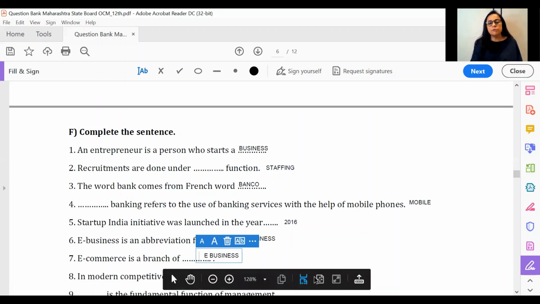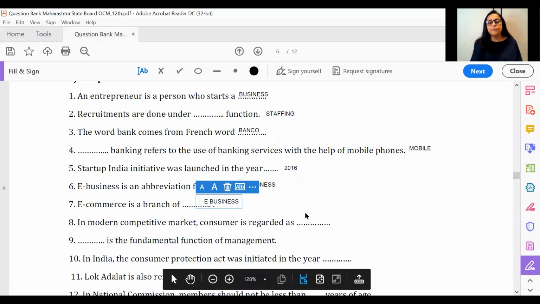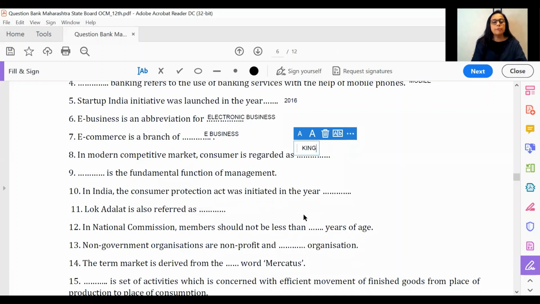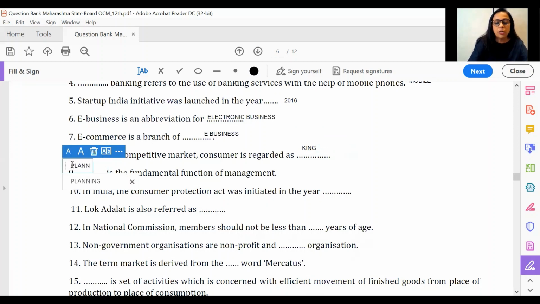In the modern competitive world, consumer is the king. So once again, a very, very commonly asked question. I think we had it earlier also. That's the fundamental function of management. The first one, another one for the same thing, you could be asked as basic function. So both the answers are planning. Planning is the fundamental function of management.